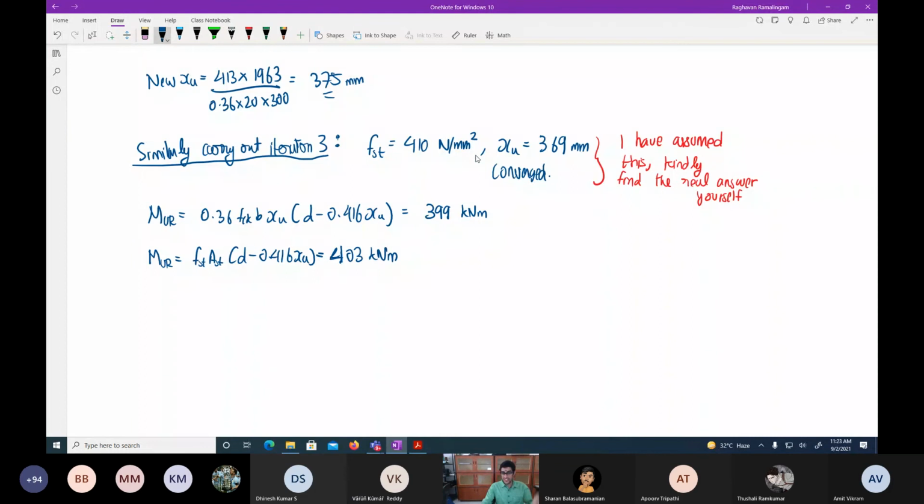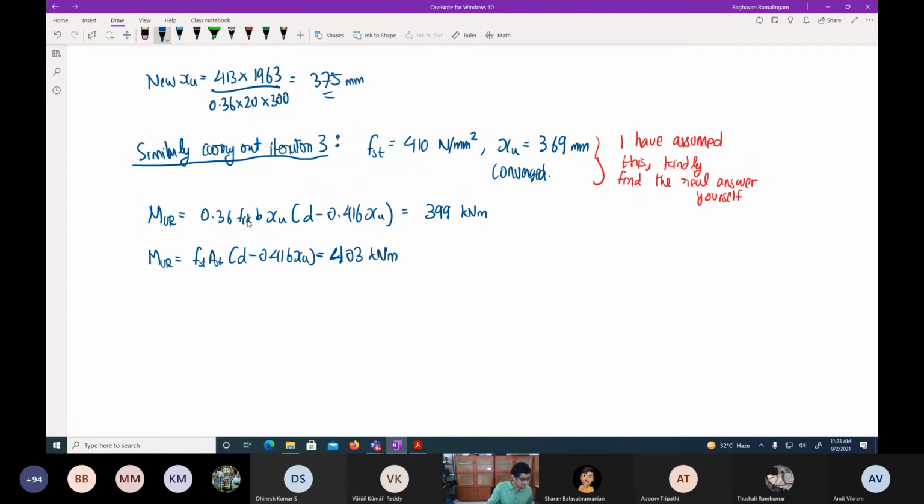So, anyway, if you actually find out the actual value, you will not even get this much difference. You'll get it much closer. If you find the actual converged FST and XU, the MUR will be more or less the same, whether you find it by this method or by that method.